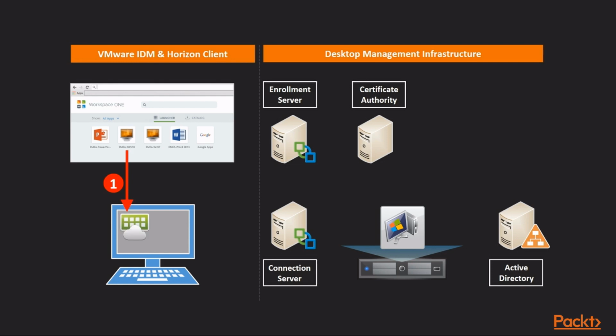The user's credentials will then be passed to the connection server, which in turn will verify them by sending a security assertion markup language, or SAML assertion, back to the Identity Manager. If the user's credentials are verified, then the connection server passes them to the enrollment server. The enrollment server then makes a request to the Microsoft Certificate of Authority, or CA, to generate a short-lived temporary certificate for that user to use.